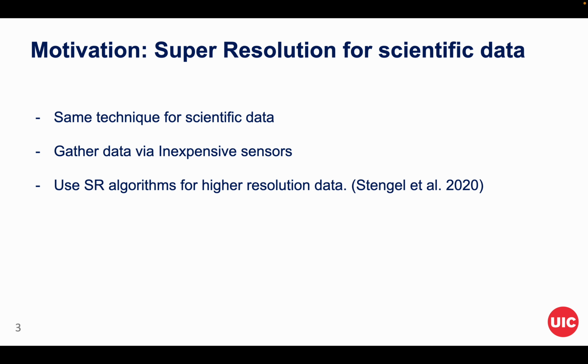The same technique for images can also be used for scientific data. This allows us to gather the data via some inexpensive sensors which have low accuracy, and use super-resolution algorithms to obtain the high-resolution data.